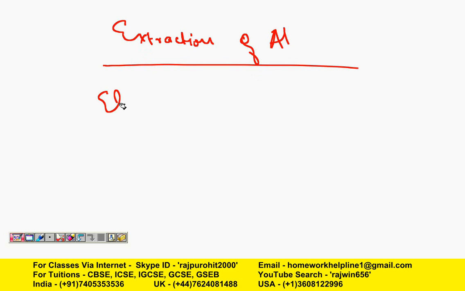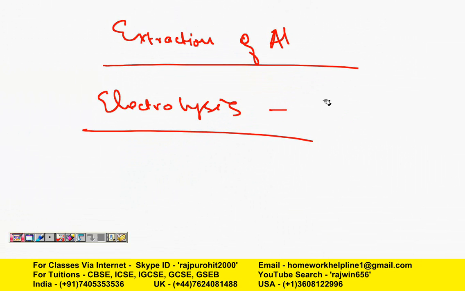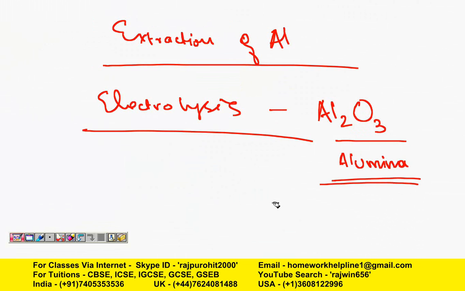So you are starting extraction of aluminium by electrolysis process. The ore that is used over here is Al2O3, that is alumina, which is obtained by Bayer's process.